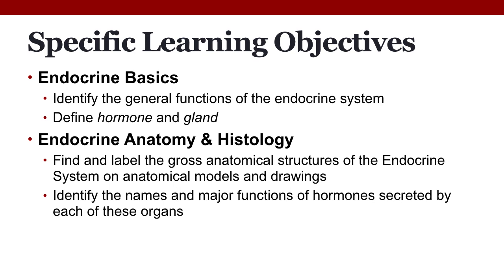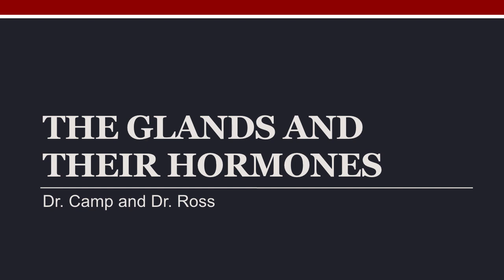This audio presentation should help you identify the general functions of the endocrine system, define hormone and gland. Also, by using this presentation in combination with your book and the materials we've loaded onto Blackboard, you should be able to find and label the gross anatomical structures of the endocrine system on the anatomical models that we've uploaded. You should also be able to identify the names and major functions of the hormones secreted by each of these organs.